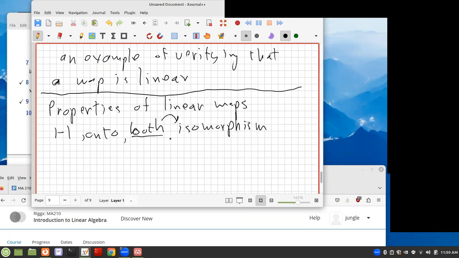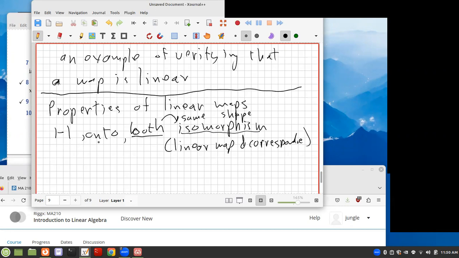So if a linear map is both one-to-one and onto, then it's a correspondence, but then it's called an isomorphism. Because iso means same, and morphism means sort of like shape. So it's the same shape. It means in some sense, if you have an isomorphism between two vector spaces, in some sense, they're the same space.